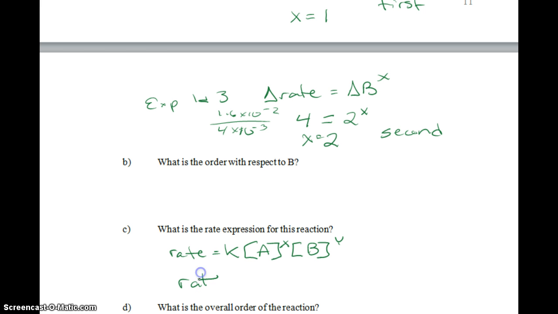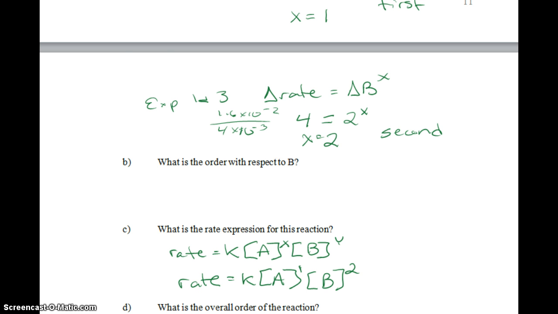So for this particular reaction, it's going to be rate is equal to the k constant. A was first order, so you can write the 1, but you don't have to. You can leave it without the 1. And B was second order, so that's going to be raised to the second.